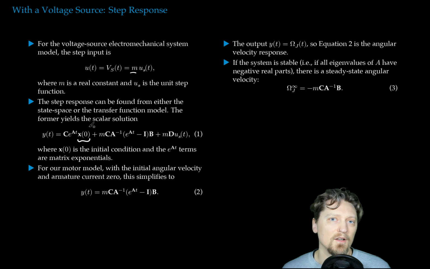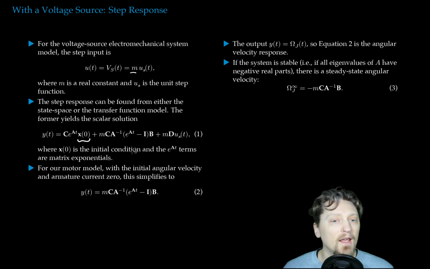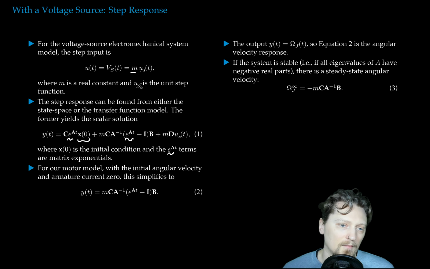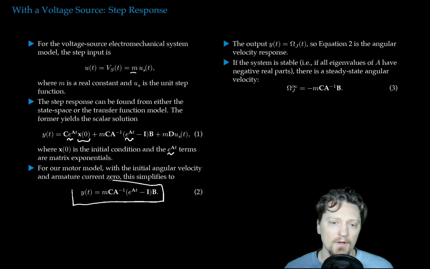So in our case, it's the initial current in the inductor and the initial angular velocity of the load. We also have e to the At, which appears in this expression a couple times, is the matrix exponential. For our motor model, with the initial angular velocity and armature current 0, this simplifies to this expression for equation 2. The output, y of t equals omega j, so equation 2 is the angular velocity response.